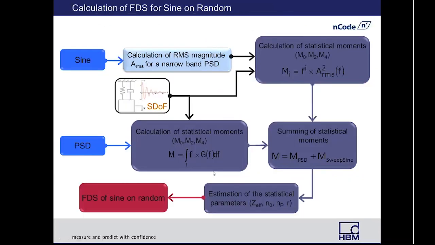So let's see how the FDS of a fixed sine on random process is obtained. By fixed, I mean the sine is not moving, is not swept. It's constant frequency. Damage from a random PSD is typically based on the statistical moments of the PSD as described by Rice back in the 40s. And the idea here is to sum statistical moments coming from the PSD with statistical moments coming from an equivalent narrow bandwidth process to the sine, right? It's equivalent after going through a single degree of freedom system. Once we have the sum of the moments, the damage is calculated as usual using the right formulation to derive the distribution of peaks and of the process.